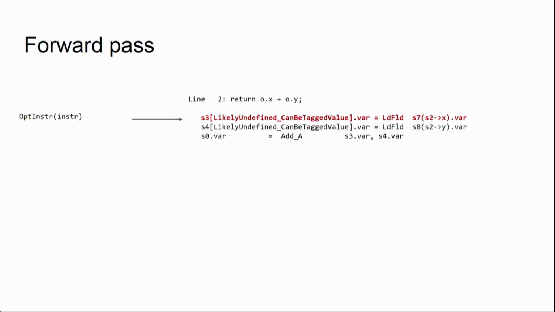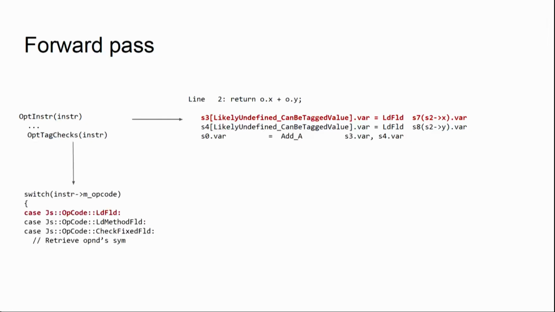So as I said, in the forward pass, you go over each instruction forward. Each instruction will basically go through this OptInstr function. And as I said, this thing will call about 40 to 50 functions, passing the instruction. Some of these functions will not actually do anything, and some of them will do something. So at some point, OptInstr will call this thing called OptTagChecks on that instruction. And if you look at the code, you can see that you have a switch statement with a case for when the opcode is a LdFld, which is what we have here. So this function is supposed to do some things when we have this instruction.